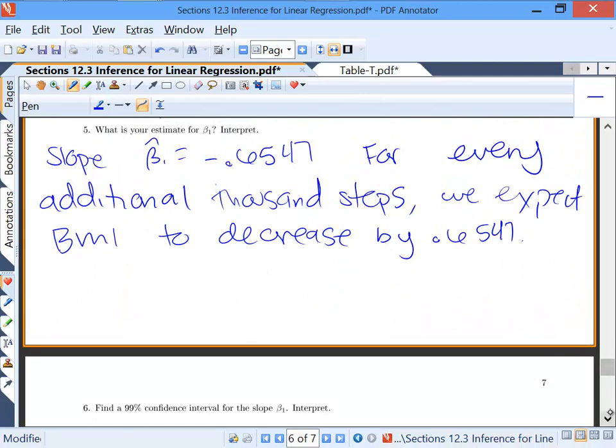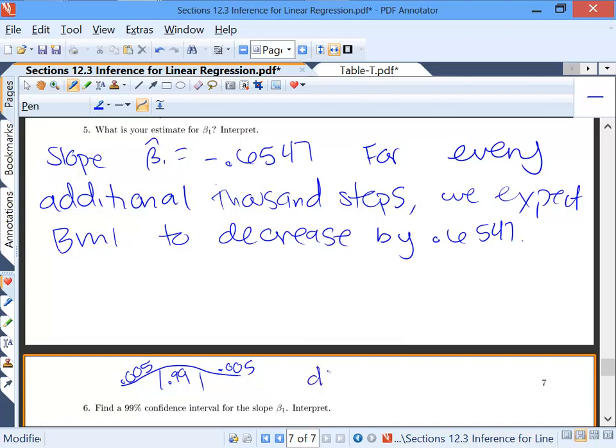So for our next one, let's find a 99% confidence interval for our slope. So again, this is the reason you might want to be able to do it by hand, in case you want 99%, which is not on your computer output. And we'll also interpret while we're at it. So let's draw our picture. We want 0.99 in the middle. How much is left on each side? 0.005.